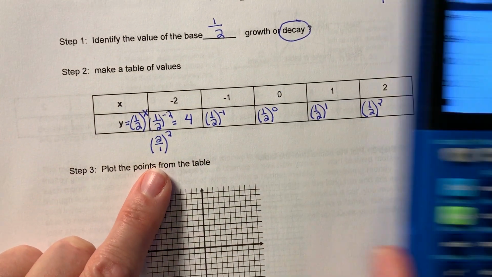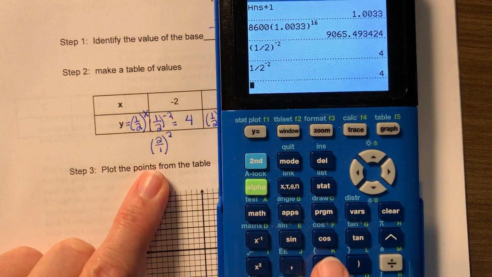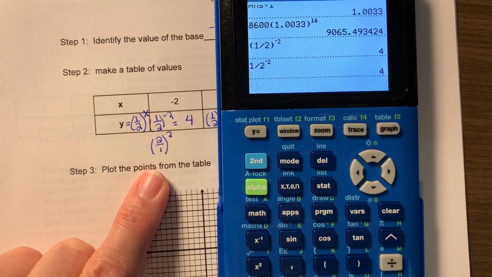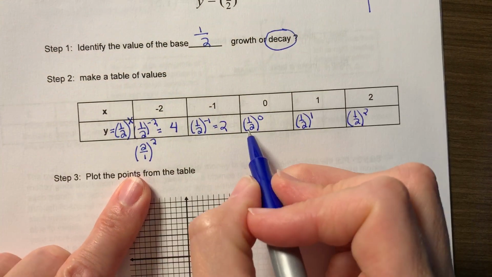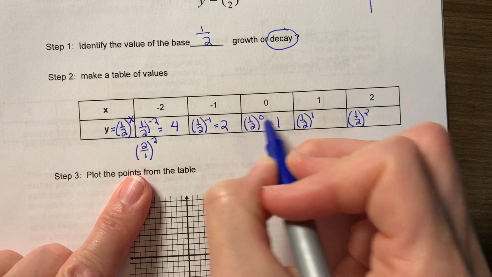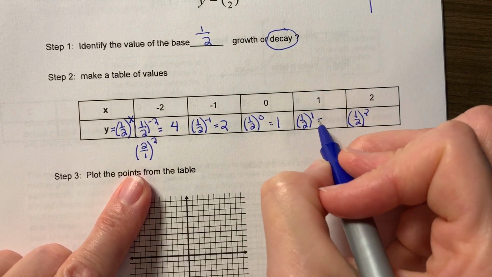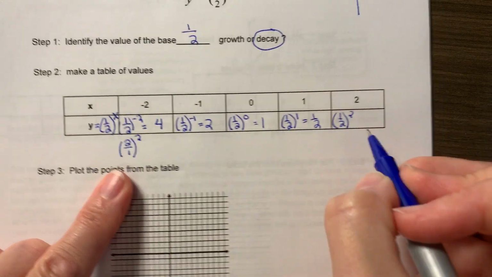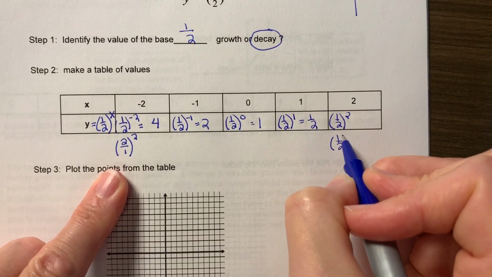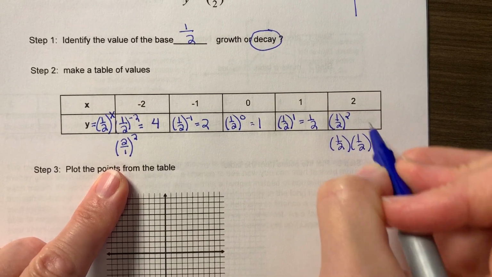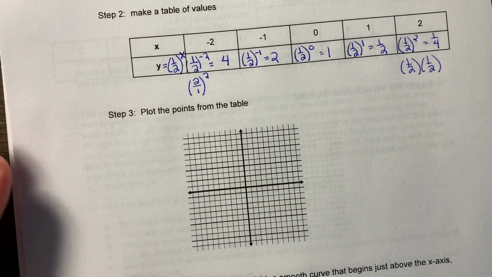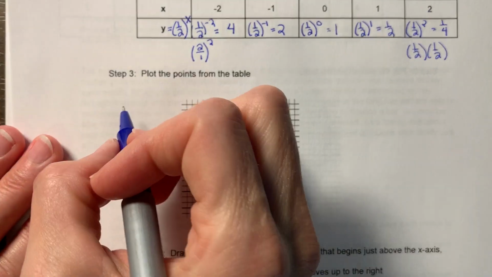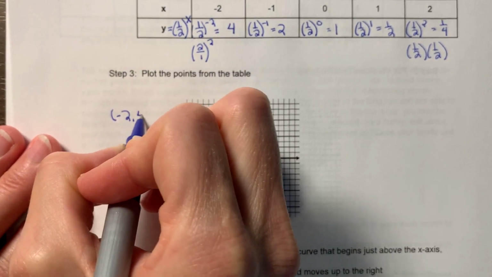Okay, so let's do 1/2 to the -1. 1 divided by 2, parenthesis, to the -1. That's 2. 1/2 to the 0 is going to be 1. Anything to the 0 power is 1. 1/2 to the 1 is just going to be 1/2. And 1/2 to the 2 is the same as 1/2 times itself 2 times, so that's 1/4.